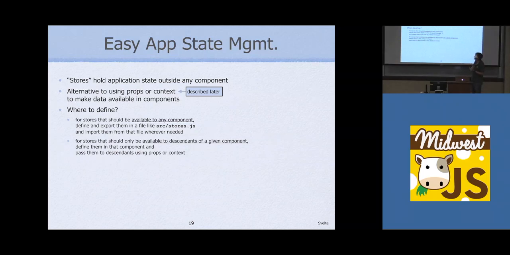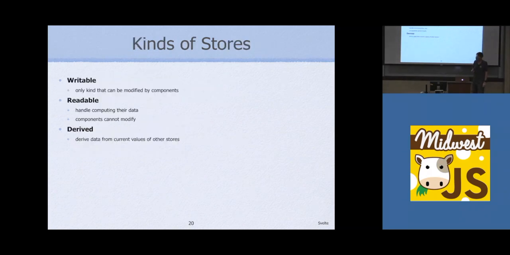If you want it to be available to everything, then a kind of convention here is to write the file stores.js and define them in there. You can export all of them, and then any component that wants a store can just import it from there. But if you wanted to restrict it so only descendants of your component can get to it, that component can create the store and it can pass it to others using either props or context. Again, we'll talk about context a bit more later. So you have control over who gets to see these stores.